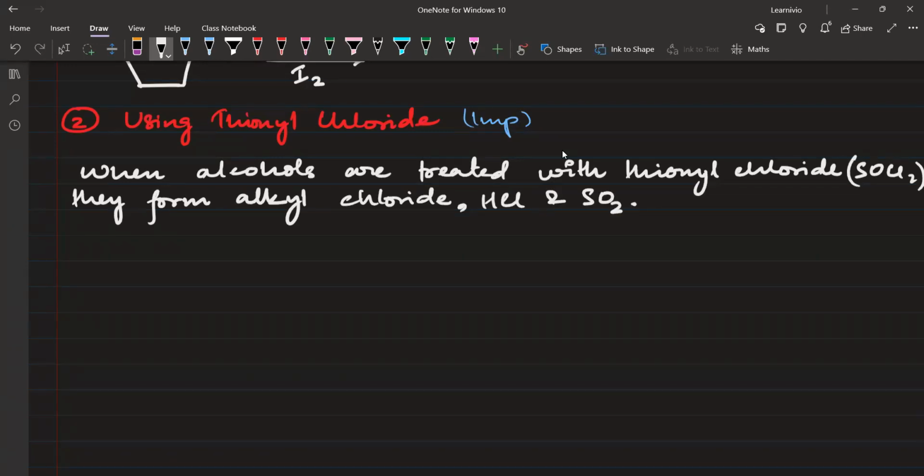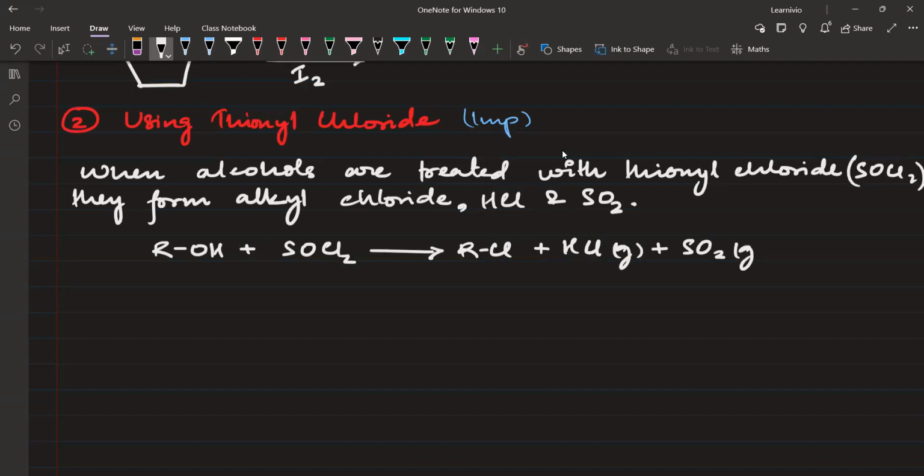ठीक है. So the general equation will be ROH plus SOCl2 gives RCl plus HCl. This will be a gas, and SO2, this is also a gas. Now, this is an important method of preparation. So for example, here you have, let's suppose, an alcohol with OH, and we are using SOCl2 like this also.